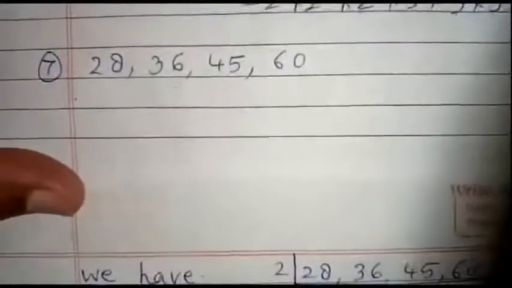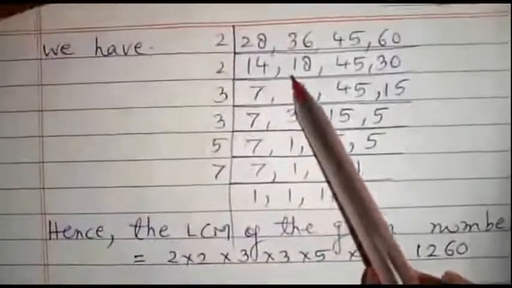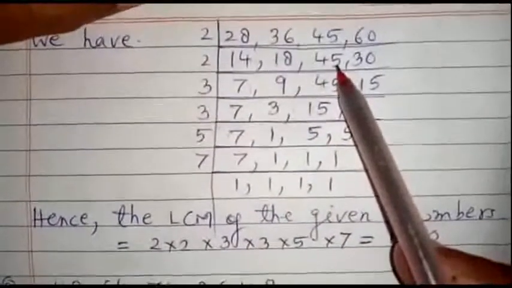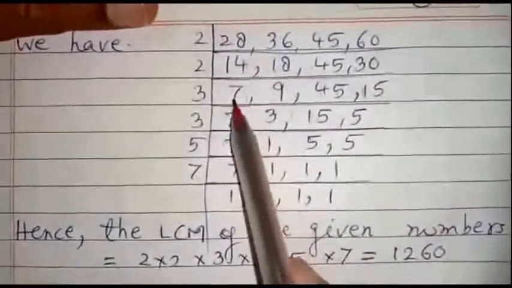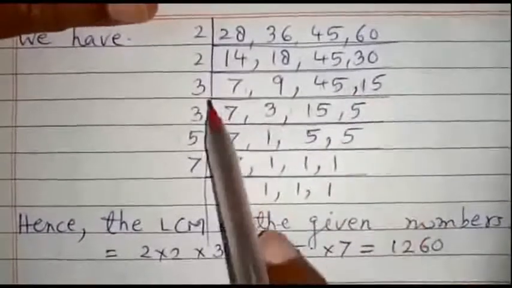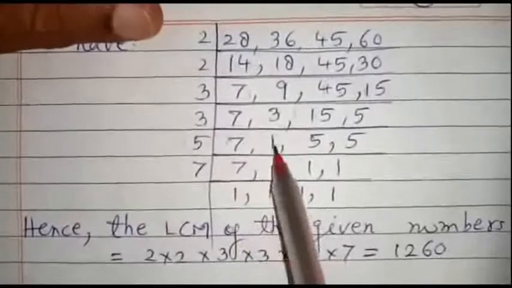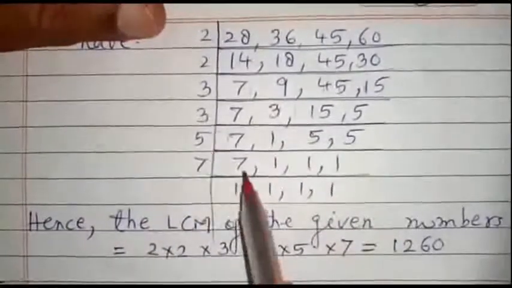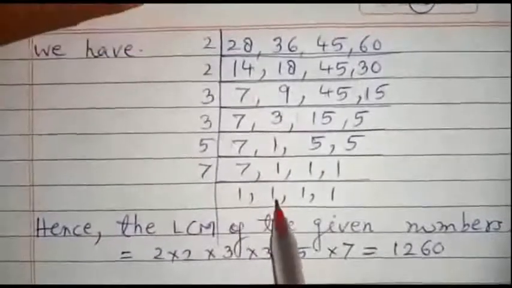Now we are moving to question number 7, 28, 36, 45, 60. We have 28, 36, 45, 60. Now divided by 2 we write 14, 18, again 45 the same. Why? Because 45 is not divided by 2. Now 30, again 2, 7, 9, 45, 15, 3, 7, 3, 15, 5. Now we write 3, 7, 1, 5, 5, 5, 7, 1, 1, 1. Now write 7, 1, 1, 1, 1.